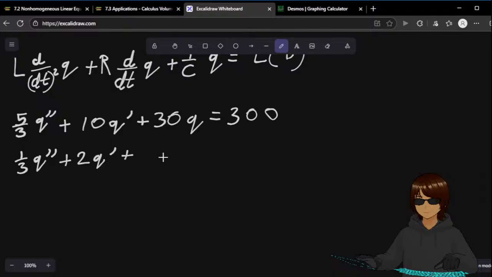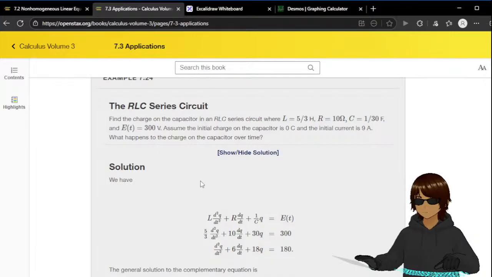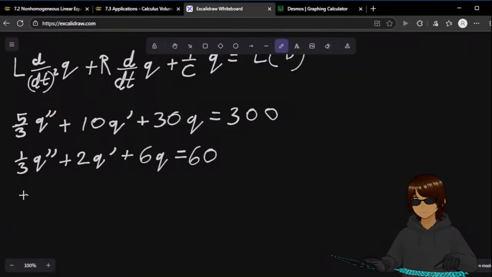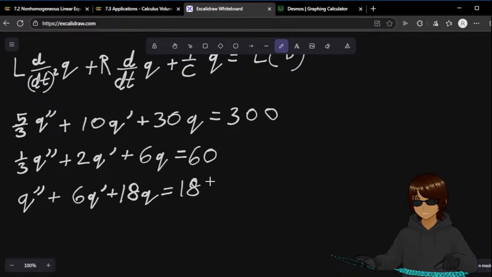Hold on. Wait. What happens to the 3? No, I'll just multiply the 3 later. Wait, they multiplied 3 as well? Okay. Yeah. 6, 18, 180.